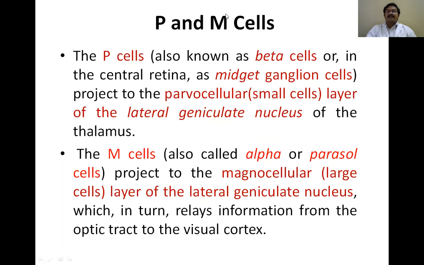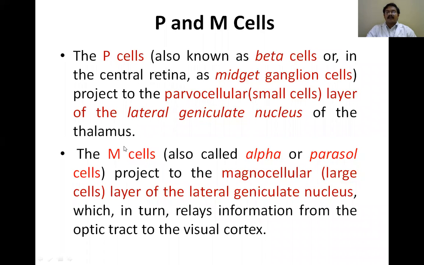The P cells are also called beta cells, also called midget ganglion cells. They are present in the central retina. They project to the parvocellular, the small cell layer of the lateral geniculate body of the thalamus. The M cells, also called alpha cells, are the parasol cells. They project to the magnocellular, the large cell layer of the lateral geniculate nucleus.